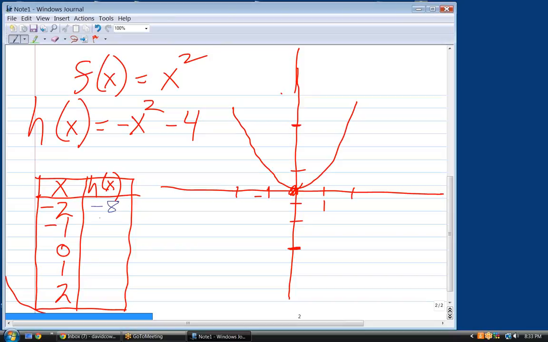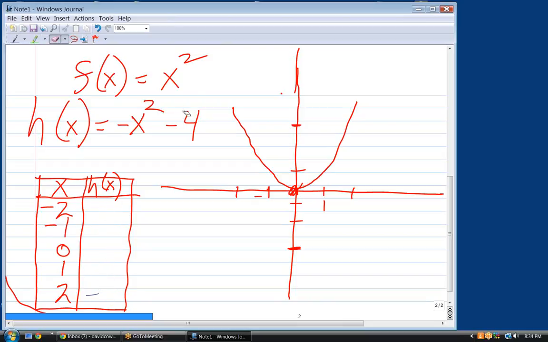That's negative 5. When x is 0, let's see, that'd be minus 4. And we know these values are going to be the same because our line of symmetry is still the y-axis. So this has to be minus 5 and that has to be minus 8.